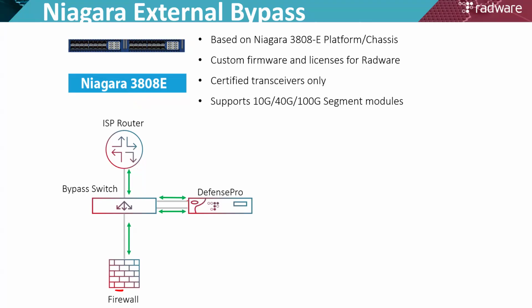Now the role of the bypass switch is this. Suppose the client request comes in and reaches the switch. It sees that this port is down. So if it senses that you're not able to receive the traffic, what it simply does is bypass the Defense Pro and forward the traffic directly to the backend.